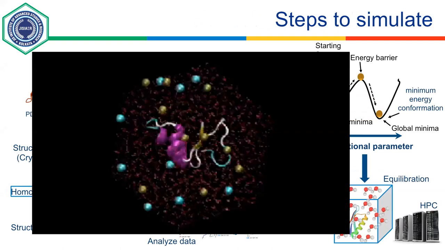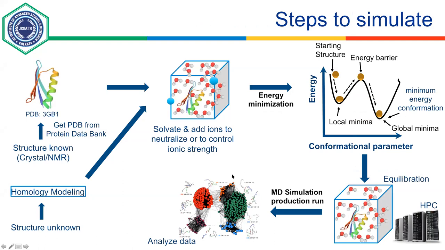So, I'm sorry. There are two types of molecules. Let's discuss something about the proteins. If we consider the molecule as a protein, there are two types of protein. For some of the proteins, we have a crystal structure or NMR structure, which are deposited in the Protein Data Bank with a specific PDB code. PDB code means its identifier, a unique PDB code.